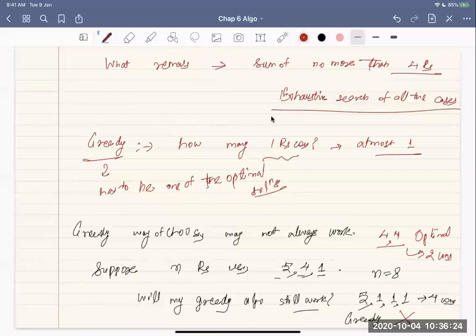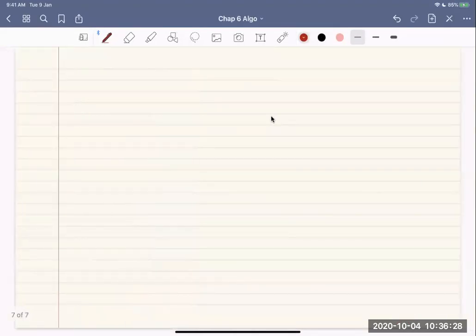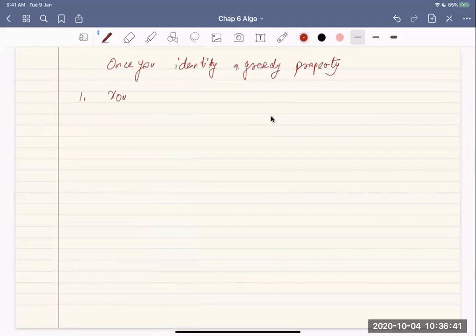Yes, if you can find a counterexample. Whenever you have a greedy property, once you identify a greedy property, you need to do a proof. You need to prove that this gives an optimal solution. Okay, then only you can say, okay, this is correct.